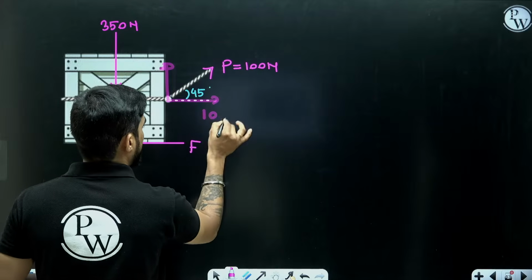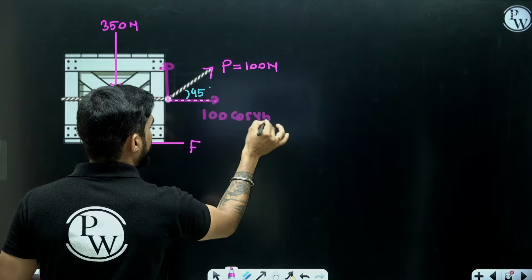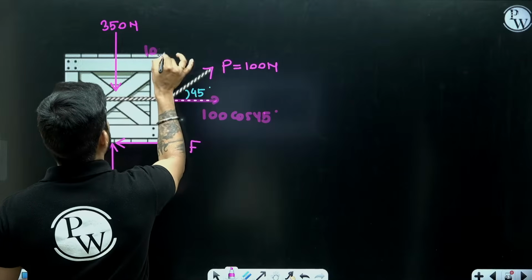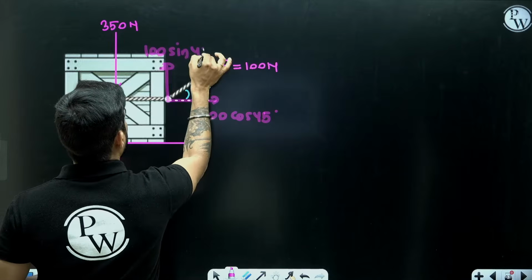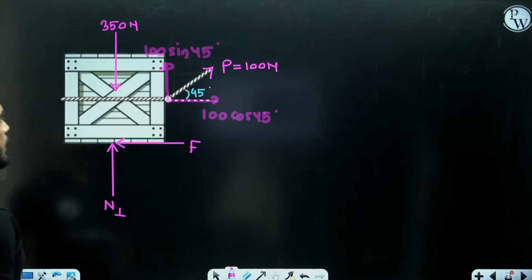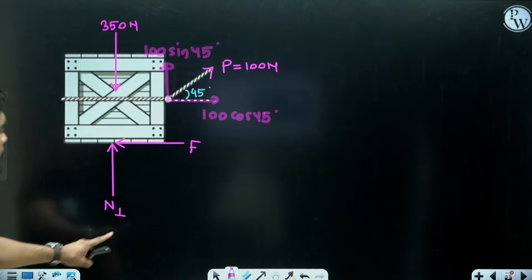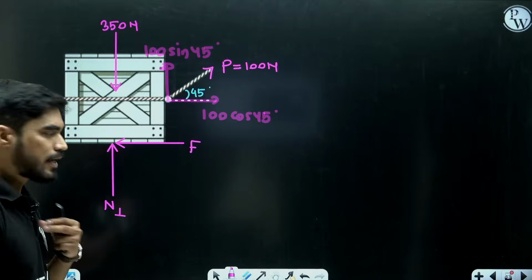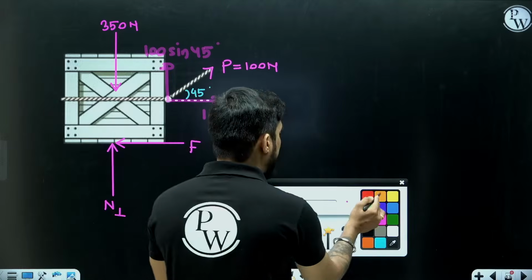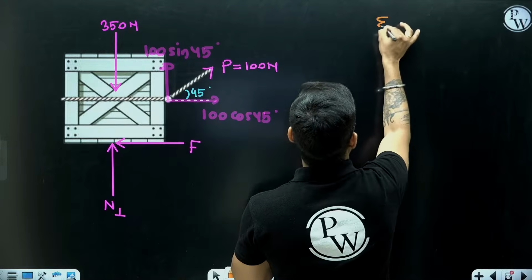So this is 100 cos 45. This is 100 sin 45. Okay. So I will first find the value of N1. Now in y direction I can apply equilibrium equation.